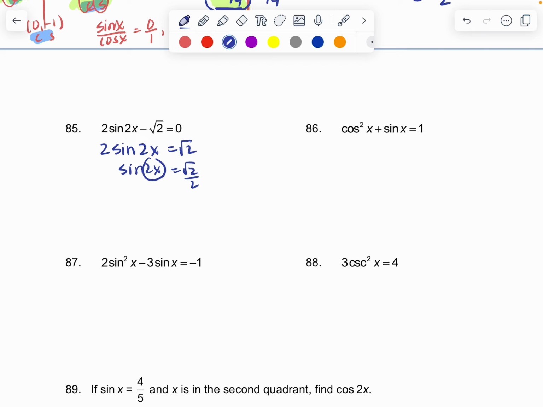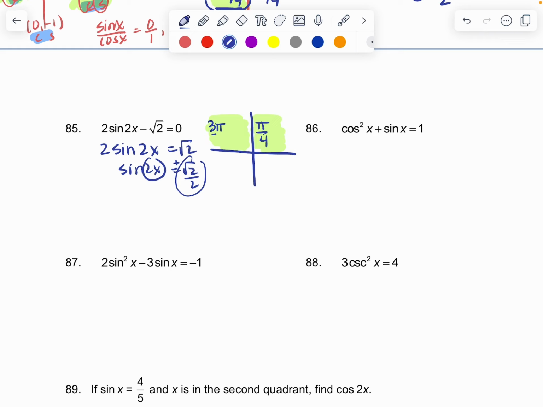Now look, this is a double angle, which means that I'm going to go around the unit circle 2 times. So first, it says, where is sine positive? Sine is positive in quadrant 1 and in quadrant 2. So that's where all my answers are going to lie. But where does sine equal radical 2 over 2? That happens at pi over 4. So I have pi over 4.